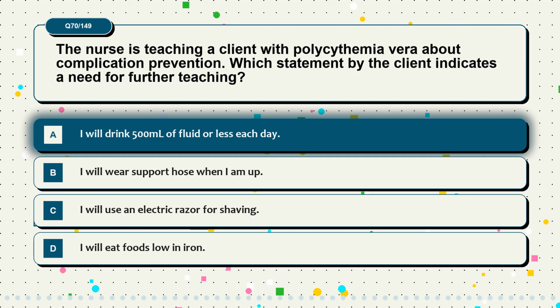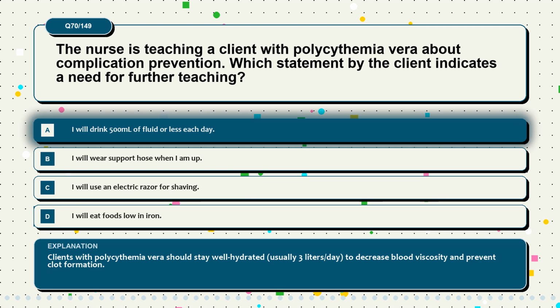The correct answer is option A, I will drink 500 ml of fluid or less each day. Clients with polycythemia vera should stay well hydrated, usually 3 liters/day, to decrease blood viscosity and prevent clot formation.